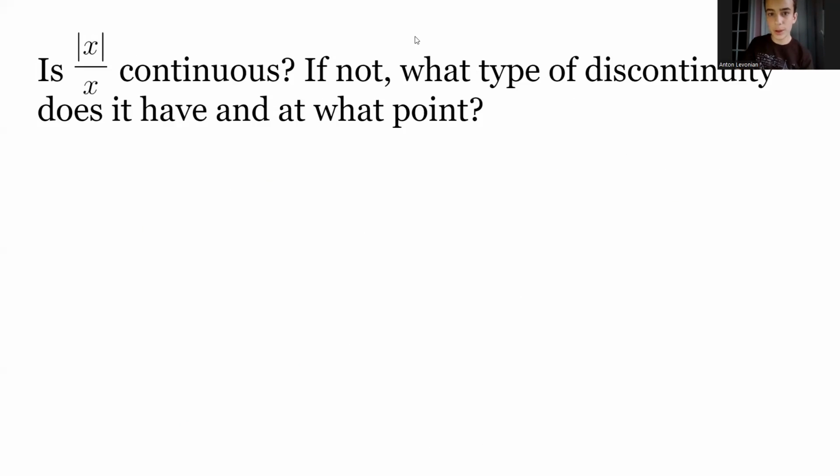So I'll also give you about 3 minutes to think about this. And this one is actually a really interesting problem. Okay, so is absolute value of x over x continuous? And as usual, please type your answers in the chat. Thank you.